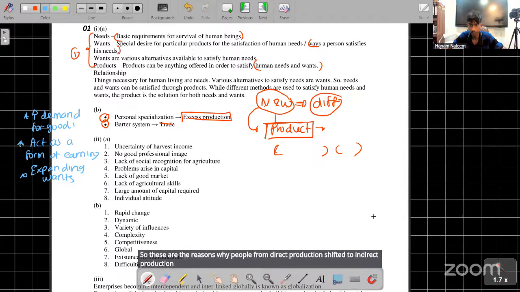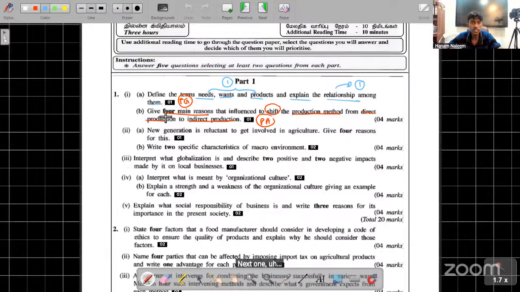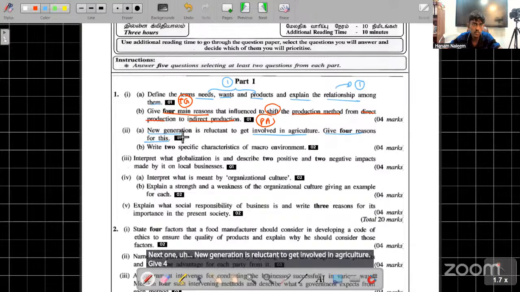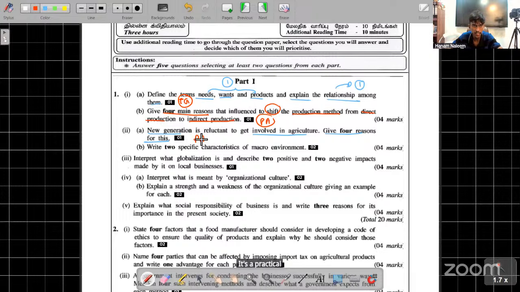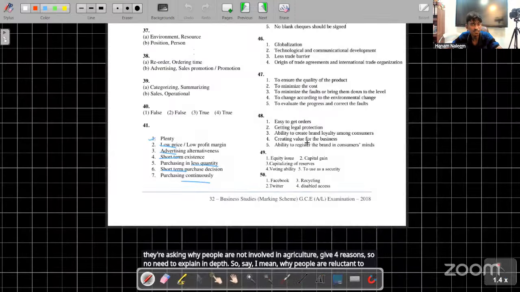Okay, next one. The new generation is reluctant to get involved in agriculture. Give four reasons for this. So what type of question? Case study or practical or teacher's guide? It's a practical question, and needs good practical answers. They know it. So they're asking why people are not involved in agriculture. Give four reasons, so no need to explain in depth. So tell me why people are reluctant to engage in agriculture.